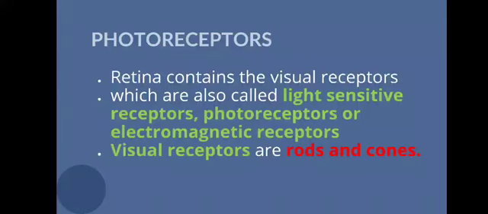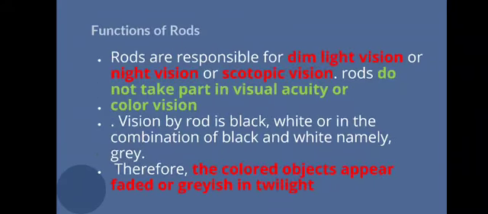Coming to photoreceptors, as I said before, there are rods and cones. The retina contains visual receptors, which are called light sensitive receptors, photoreceptors, or electromagnetic receptors. These visual receptors are called rods and cones. There are important functions of rods and cones. Rods are mainly responsible for dim light vision or night vision. In case of night vision, or when the light is of lower intensity, the rods will play an important role.